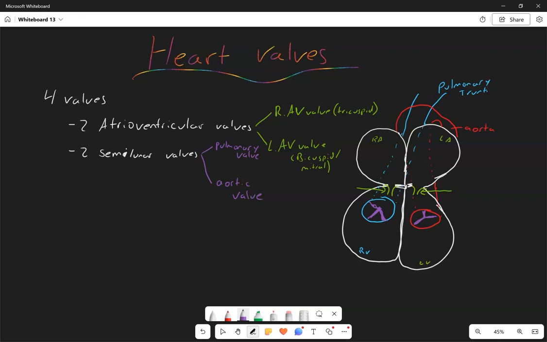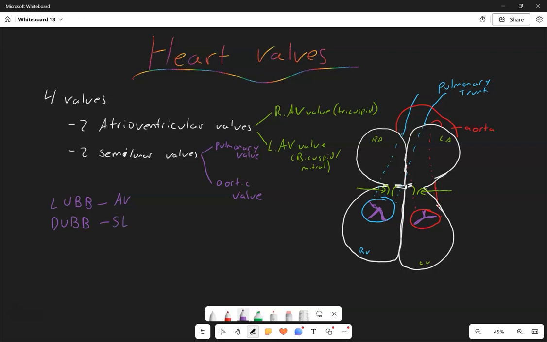So these are the 4 main valves that we talk about, and it's these valves that actually create the sounds that you hear when the heart beats. When you listen with a stethoscope, you'll often hear these referred to as the lub-dub sounds. Your lub is your AV valves closing, and your dub is your SL valves closing.